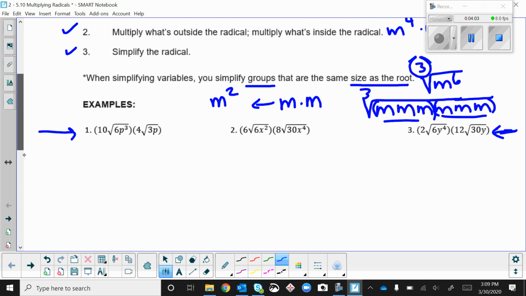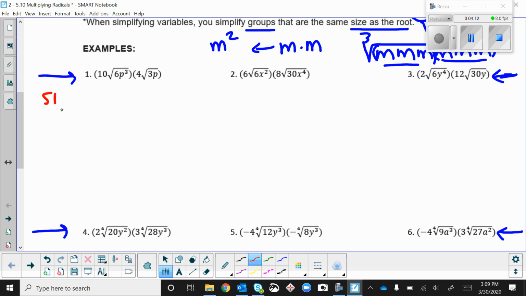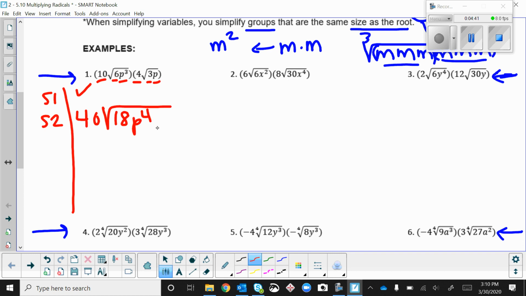So looking at example 1, step 1 is to check that the roots are the same, and they are. Step 2 is to multiply what's on the outside, so that's 10 times 4, which is 40, and then multiply what's on the inside of the radical. That's 6 times 3, which is 18, and then p cubed times p, which is p to the 4th. And then the third step is to simplify the radical.